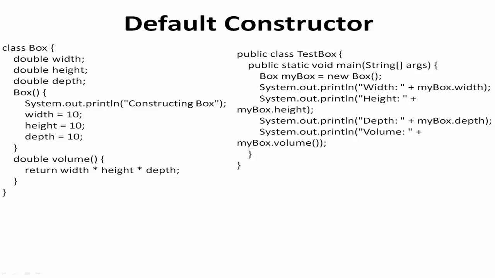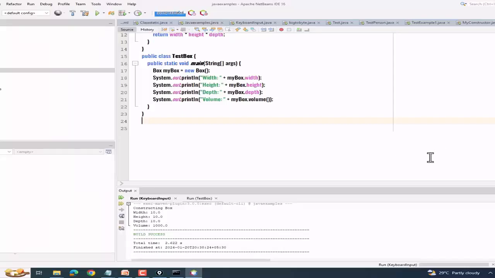Now let us compile this program. Here it has shown the result: Constructing box, width equal to 10, height equal to 10, and depth equal to 10, and finally the volume is 1000.